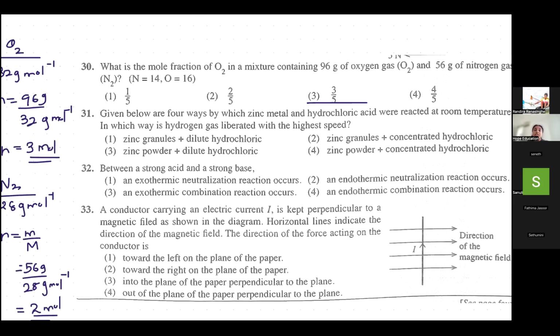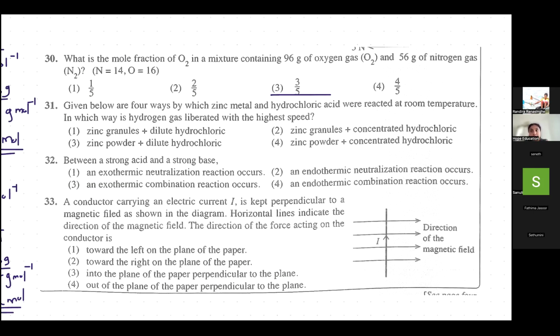Given below are 4 ways by which zinc metal and hydrochloric acid were reacted at room temperature. In which way is hydrogen gas liberated with the higher speed?